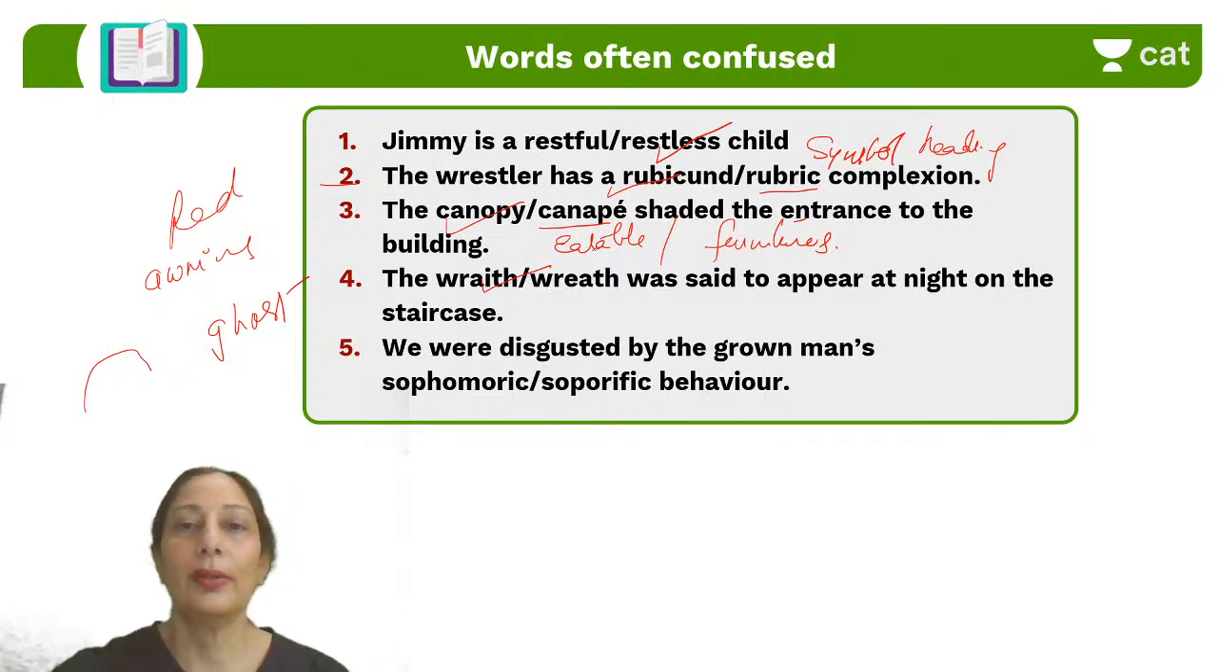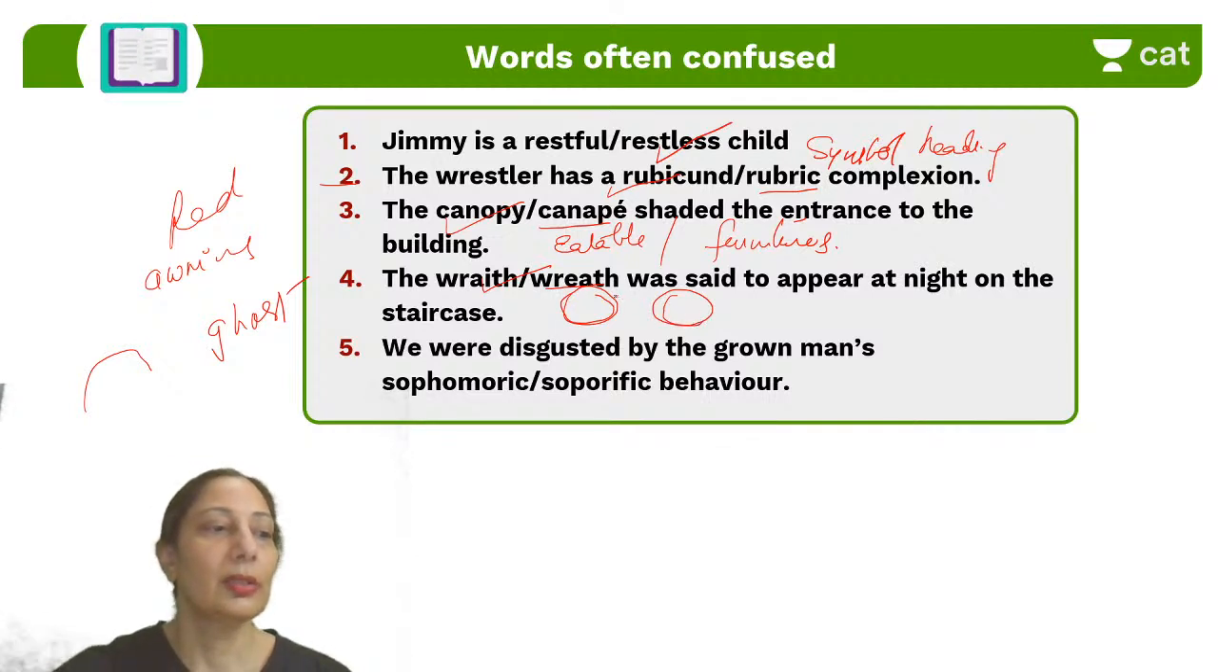Wraith. While wreath. Wreath is what you put, a circle of flowers which you put on a dead body, or at Christmas time you put it on your doorway. That is known as a wreath. Wraith is a ghost. Correct, guys.